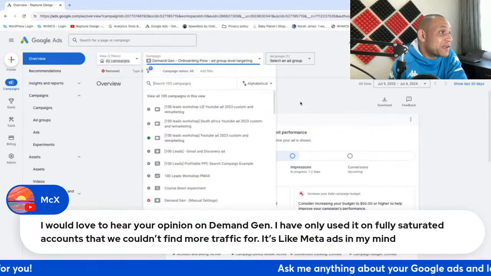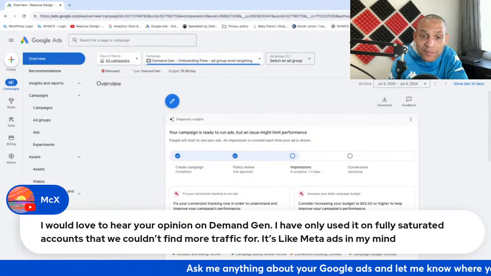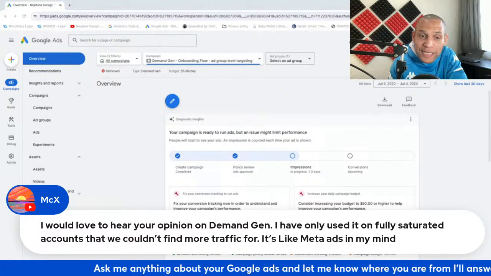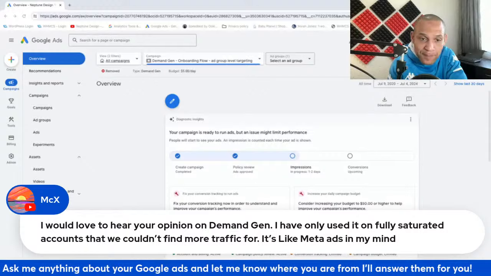Yeah, can't find any more. But anyway, what I do with these demand gen campaigns is I run them purely as a supplemental campaign.